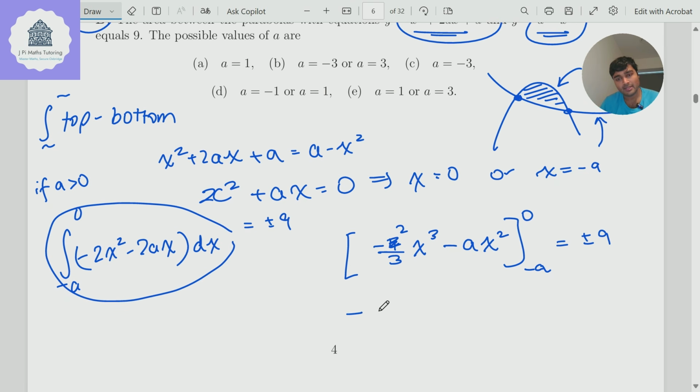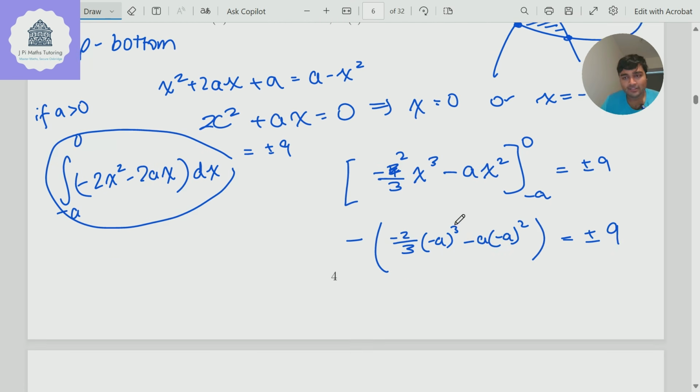When I substitute in minus a, I just have to be careful here with all the negatives: minus 2/3 times minus a cubed, minus a times minus a squared, equals plus or minus 9. So what do I get? Well, I'm going to get minus 2/3 a cubed plus a cubed equals plus or minus 9. So a cubed over 3 equals plus or minus 9.